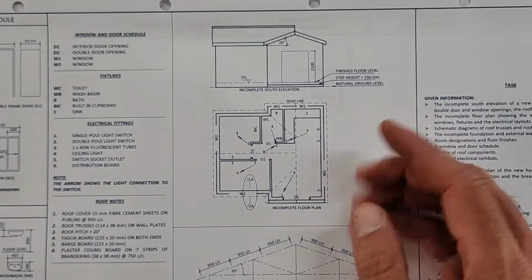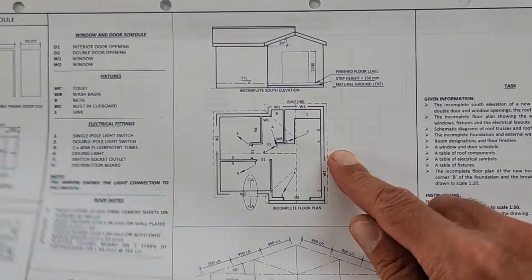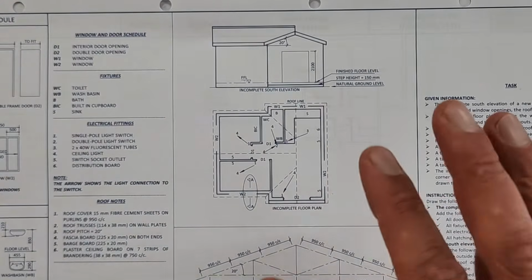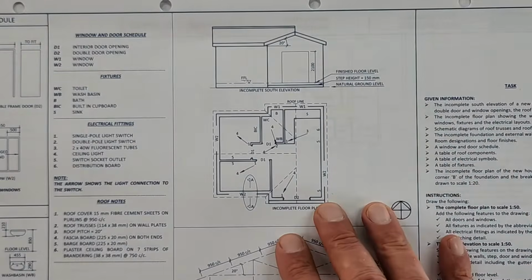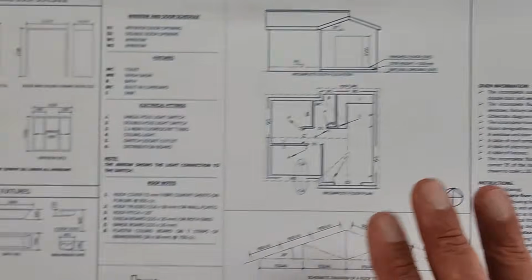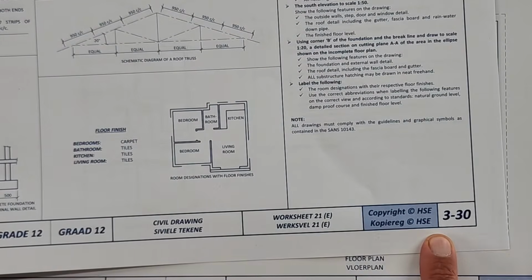Radio Engineering, Graphics and Design learners, welcome to this lesson. It's the HSE workbook we're working on. It is civil and we are doing a floor plan, elevation and a sectional elevation. And we are going to be using this sheet that is on page 330 in the HSE workbook.